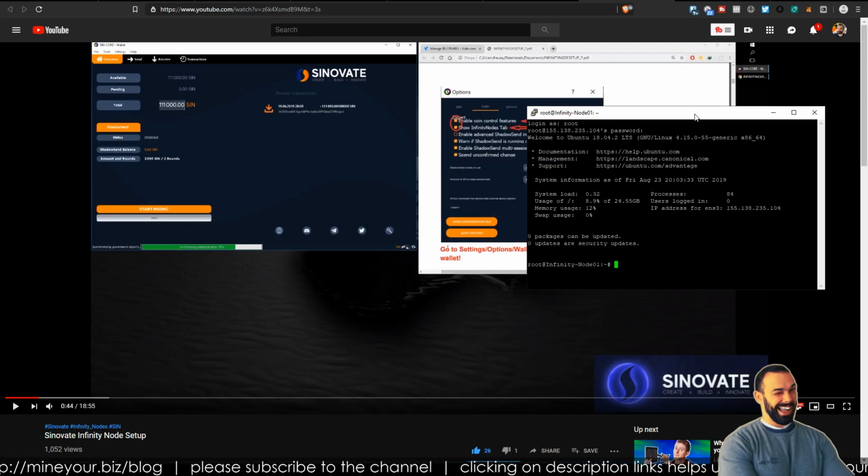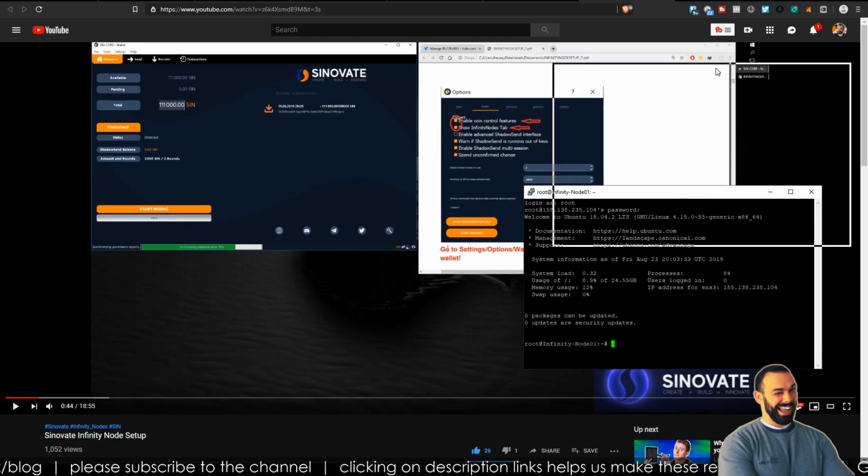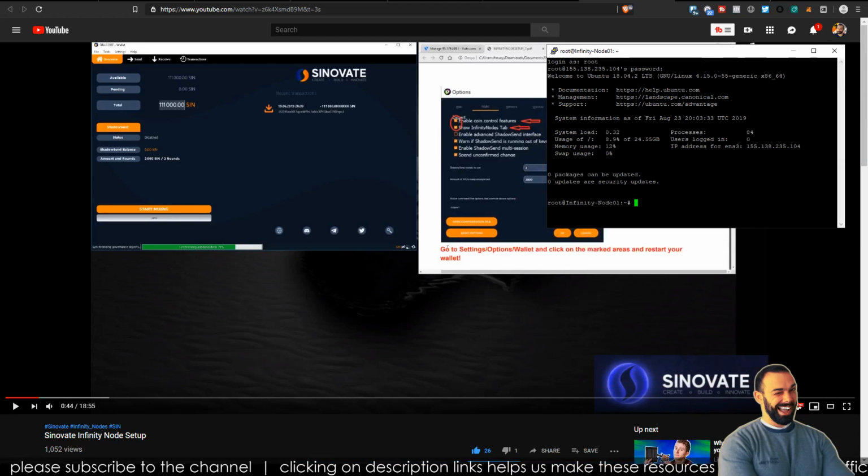Now all I have to do is follow along to the video that the SINOVATE team has already created, have this PuTTY window open, have a text editor window open, and then also have the SINOVATE desktop core wallet open in the other corners. So those four together will give me a solid starting point for getting this project done.